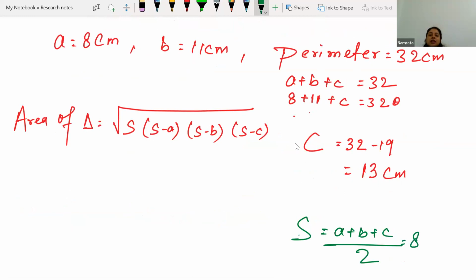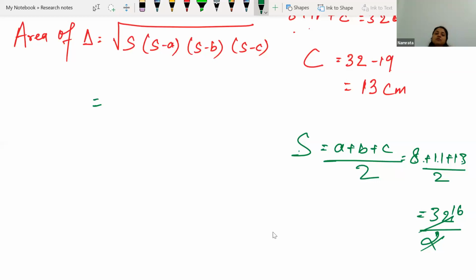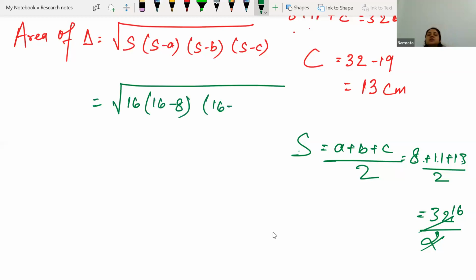So let's do it. 8 plus 11 plus 13 over 2. 8 plus 11 is 19. 19 plus 13 is 32. 32 by 2 is what? 16, right? So we will be having under root 16. S is 16. 16 minus A we are having 8. 16 minus B we are having 11. And 16 minus C we have calculated 13.